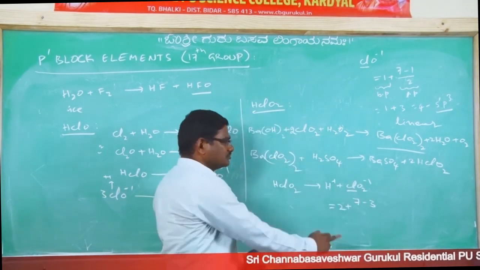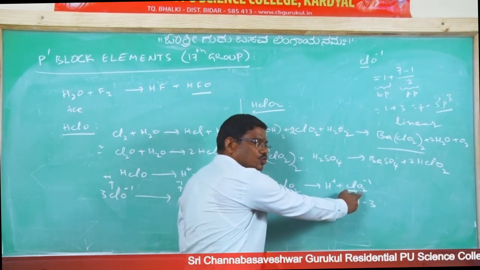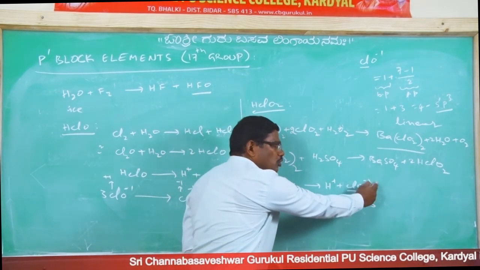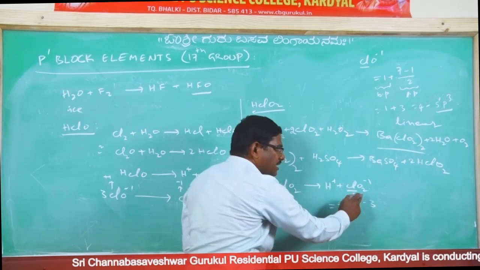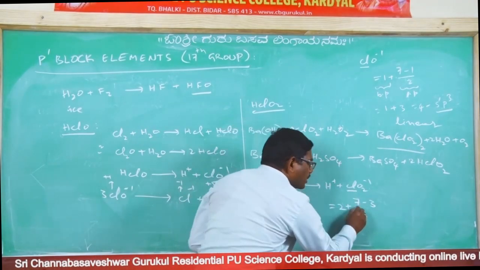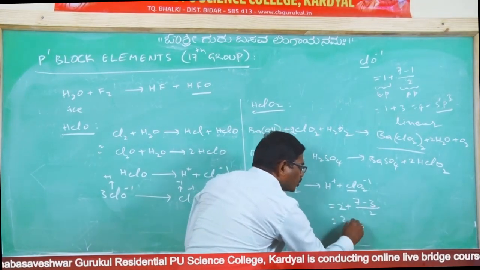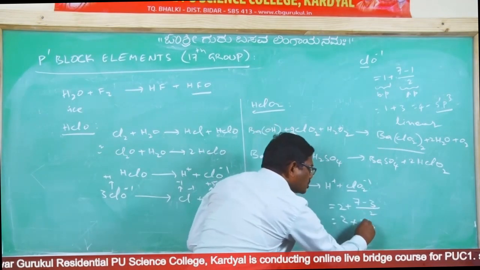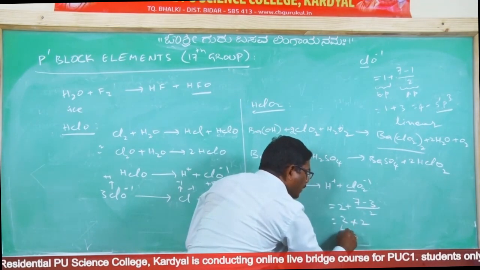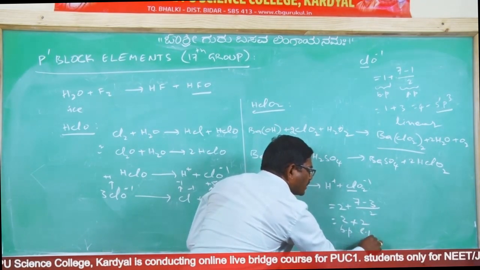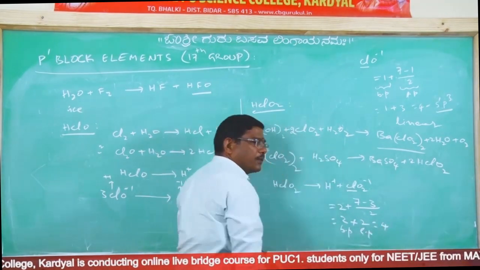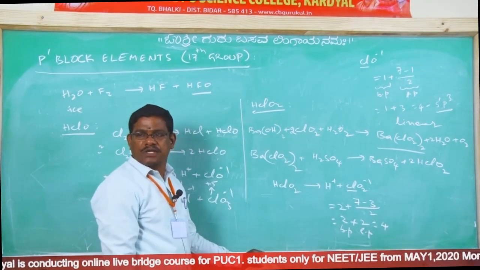x plus minus 2 into 2, minus 4, x minus 4 equals minus 1, x equals plus 3. That 3 we have to subtract from the group number, divided by 2. So 7 minus 3, 4 by 2 is 2 only. Now 2 bond pairs and 2 lone pairs of electrons are there. Total number of pairs of electrons: 2 plus 2, 4.